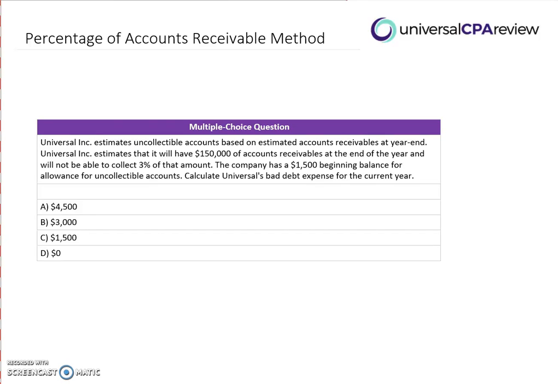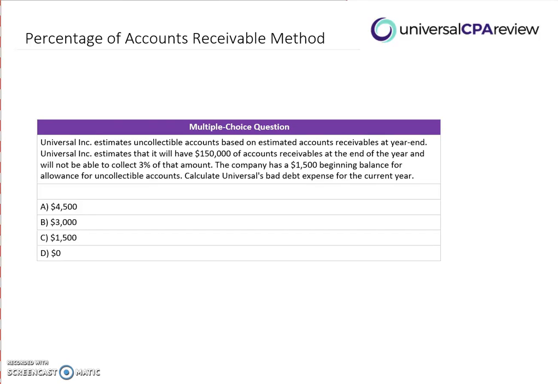So let's take a look at this question. Universal Inc. estimates uncollectible accounts based on estimated accounts receivable at year end. Universal Inc. estimates that it will have $150,000 of accounts receivable at year end and will not be able to collect 3% of that amount. So the company has a $1,500 beginning balance of allowance for uncollectible accounts. Calculate the bad debt expense for the current year. So this is a very common question when you see topics on percentage of accounts receivable method.